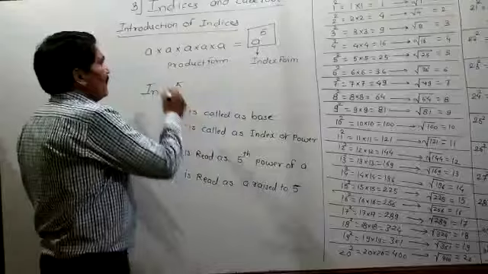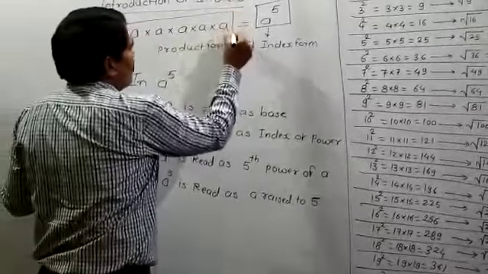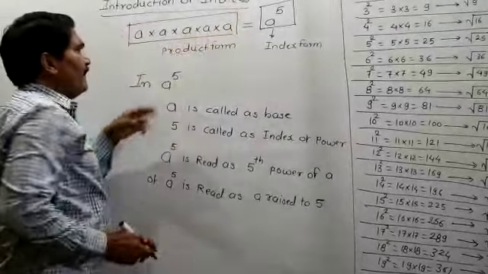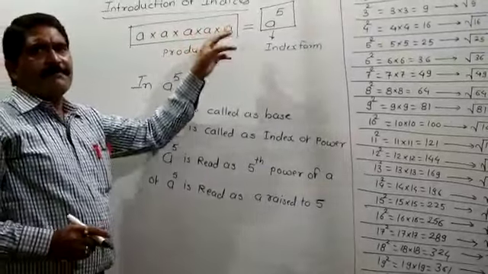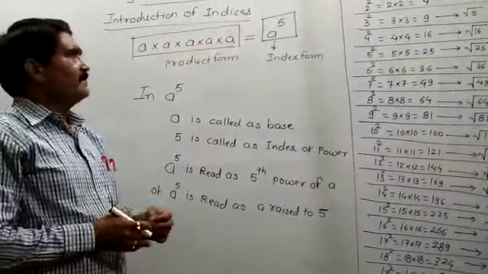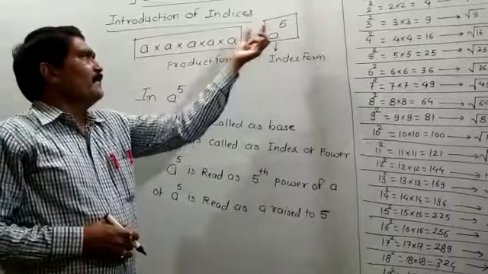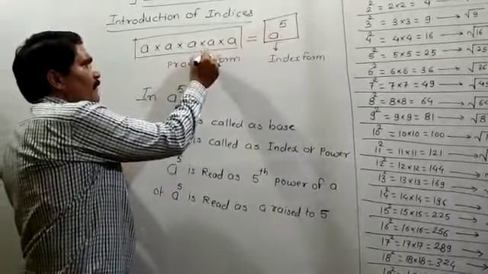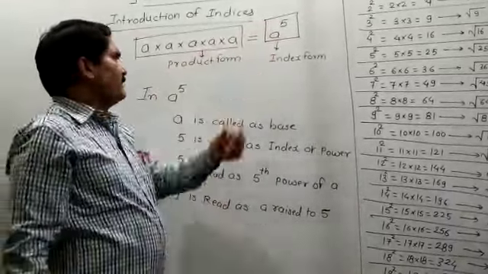And this form is called the product form: a multiplied by a multiplied by a multiplied by a multiplied by a. How many times? 5 times. So I will write this as a raised to 5. This form is called the product form. This form is called the index form.